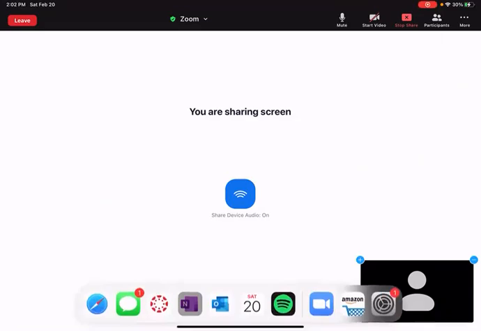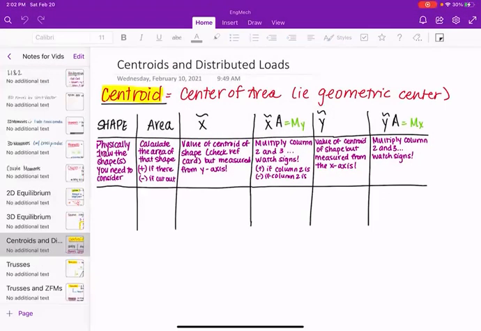So yeah, we're going to be going over centroids and distributed loads. Remember, a centroid is the center of an area, right? So you've probably heard of center of mass before, center of gravity. Centroid is the same kind of concept. It's just the center of area, right?